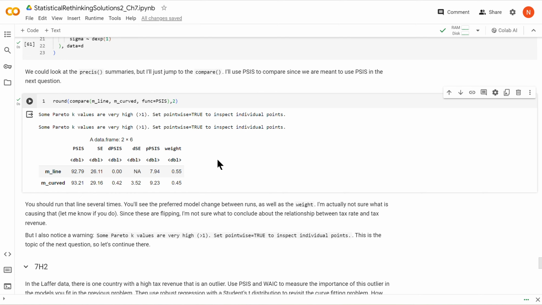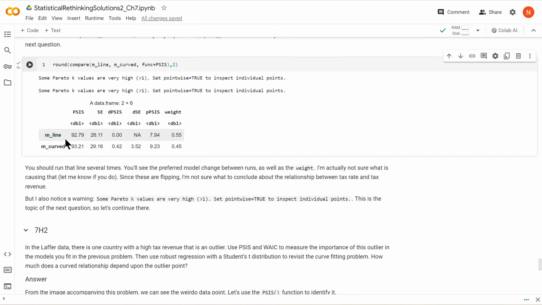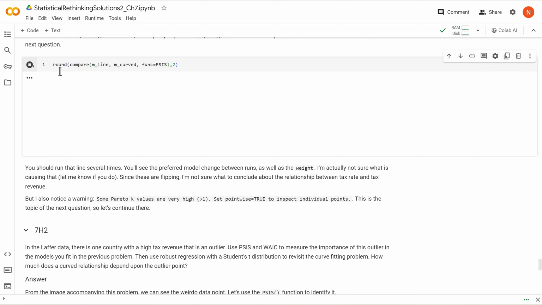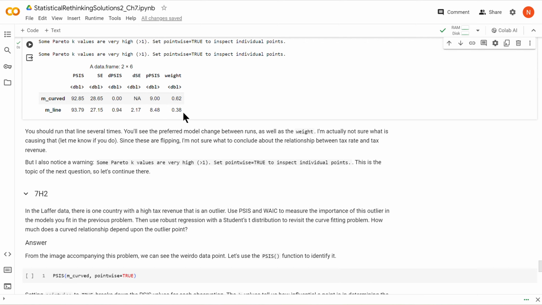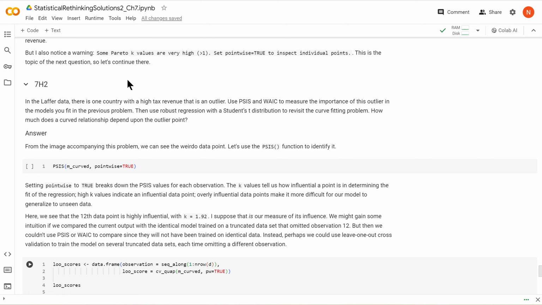But anyway, I don't really know what to conclude then about the relationship between tax revenue and tax rate, especially because the two relationships that we've posited so far, our metric for comparing them is pretty ambivalent. Depending on which run of the PSIS command we're using, we can flip-flop which one is preferred and by how much according to the weights. So instead, I'm just going to move forward into 7H2, because some of these issues will be resolved in 7H2.